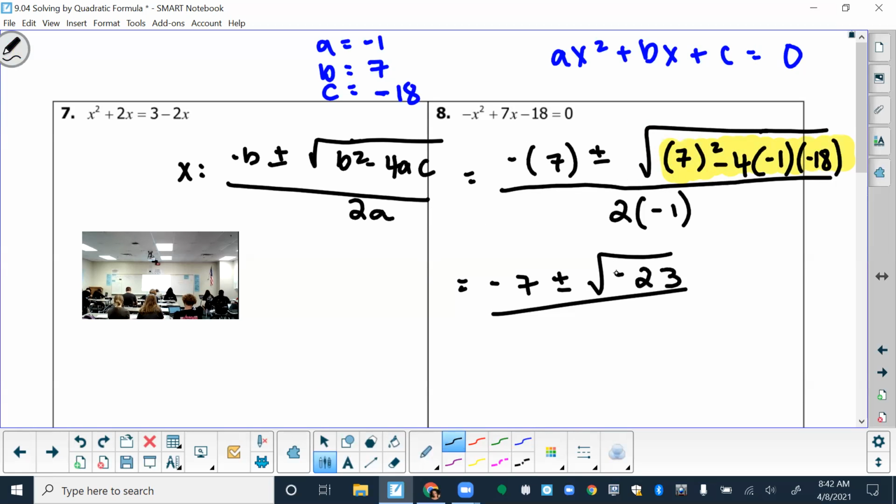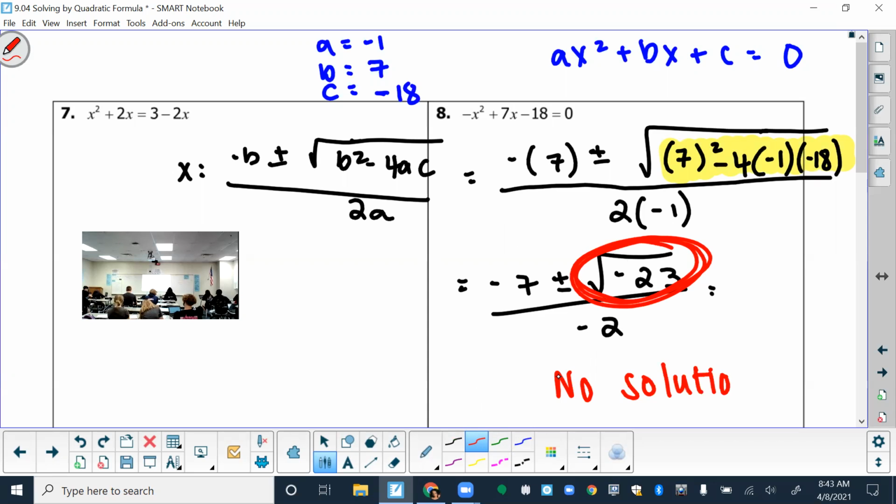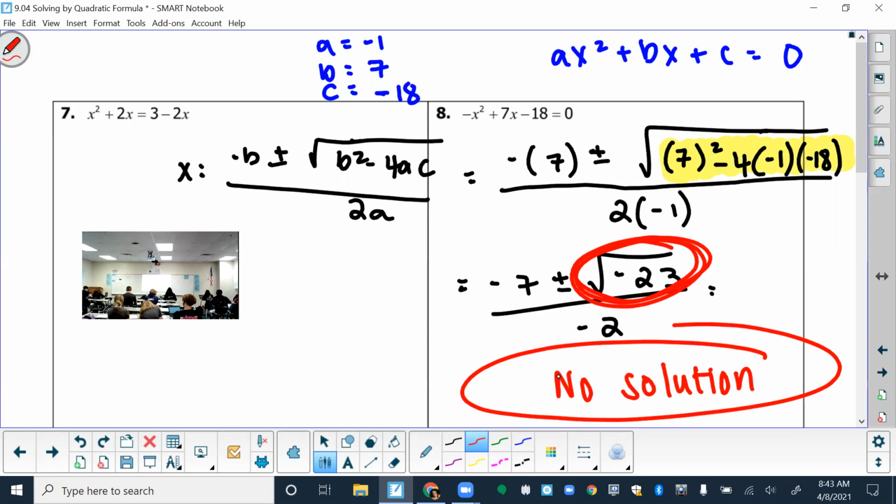Negative 23, which is impossible, right? We cannot take the square root of a negative number, can we? So because of this part, we have how many solutions? No solution. All right, but that's what those types of problems look like. Any questions on that?